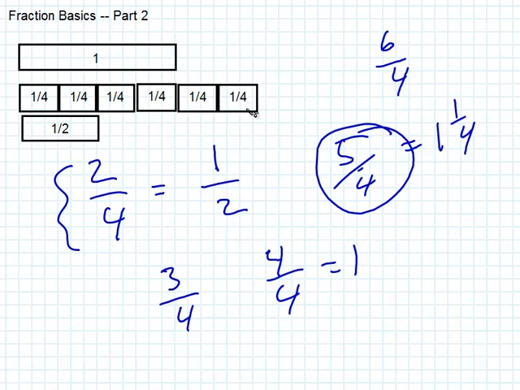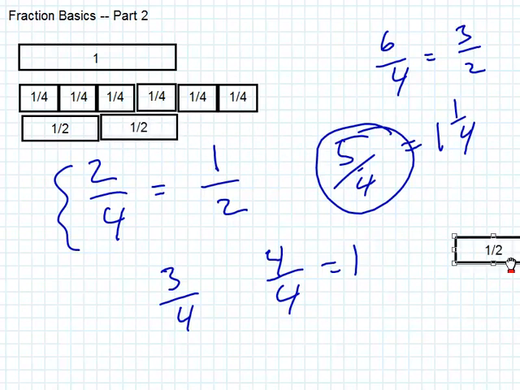Notice that 6/4, if I divide top and bottom by 2, half of this is 3, half of this is 2. So if I divide top and bottom by the same thing, this should equal 3 halves. Is it? Well, here's a second half, and here's a third half. And so 6/4 is the same as 3 halves. So that's something you can always do with fractions.